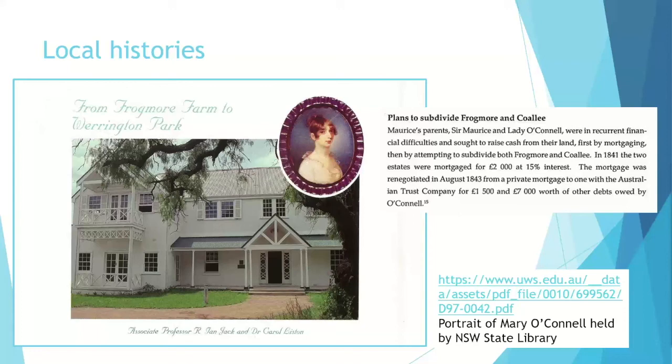So here we find out that Sir Maurice and Lady O'Connell, and we see another portrait of Mary O'Connell from the State Library of New South Wales, were in financial difficulties and sought to raise cash from their land, first by mortgaging both Frogmore and Collee. All right, so the Mary Putland who had Frogmore is the same person as the Mary O'Connell who has Collee. So eventually they have a mortgage with the Australian Trust Company.